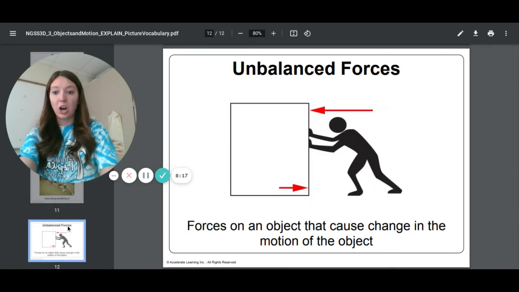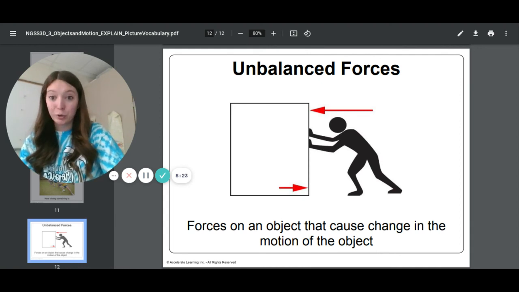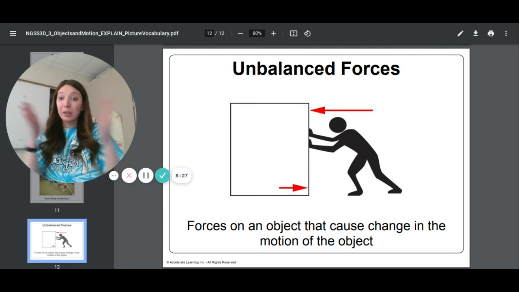Our next word is the word unbalanced force. Say unbalanced force. Good. Unbalanced forces are kind of the opposite of balanced forces. We said balanced was when there's an equal amount of force in both directions. We had that example of the two people pulling that rope, okay, and they weren't moving at all.